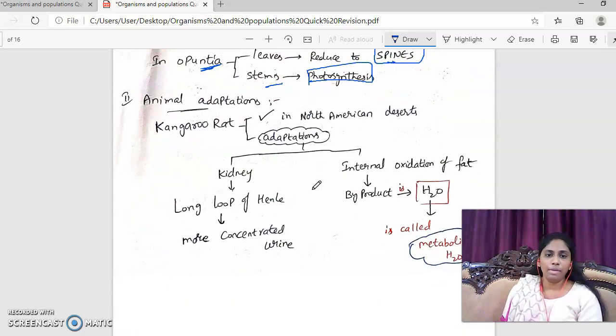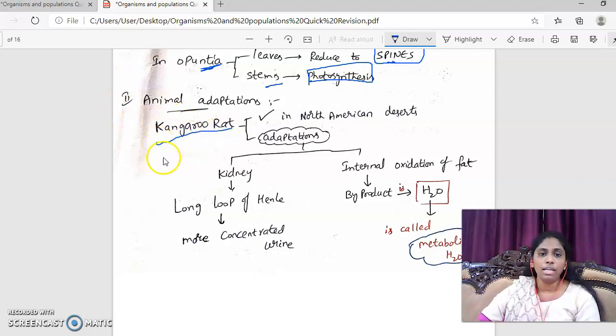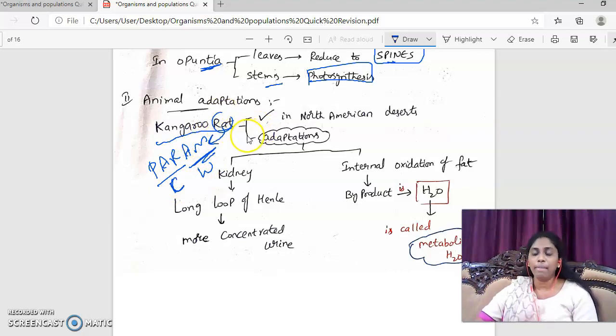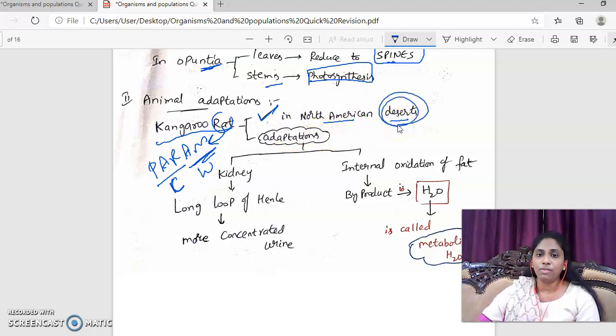Now animal adaptations to water. We learned the temperature, now to water. Let's take kangaroo rat. So rat is a mammal. We learned that aves and mammals are warm blooded, while the others are cold blooded. So rats belong to mammals. So these rats can maintain their homeostasis. How do they do that? This rat is basically present in North American desert, and how does it adapt to face the water scarcity?